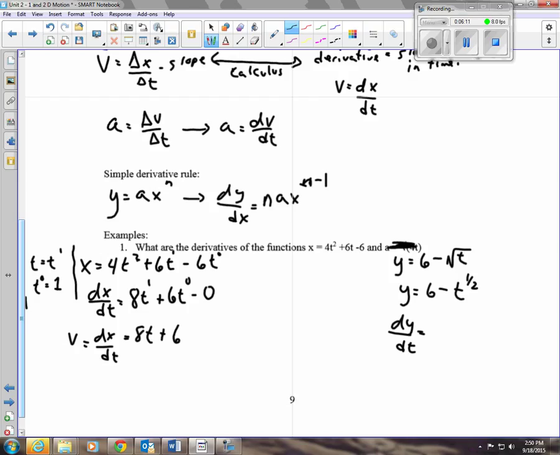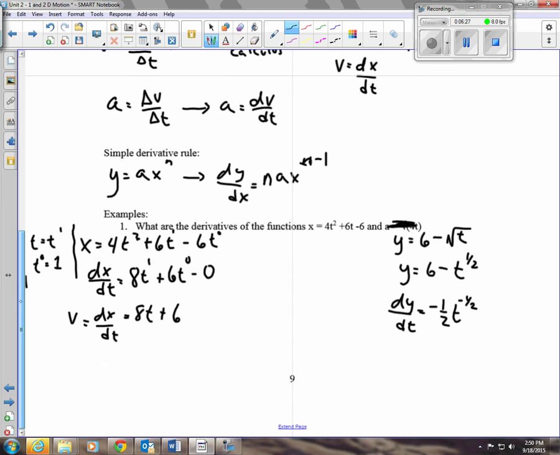Now I'm going to look at the t to the 1/2 here. I multiply out by 1/2. Now I get negative 1/2 t. And when I subtract 1 from that, I get minus 1/2. Now that's a little bit awkward looking because we don't like that negative 1/2 power. So I could say dy by dt is minus 1/2, and then the negative 1/2 power, the half is a square root, and negative means it's on the bottom. So you have the square root of t down there. So that's the derivative of that.